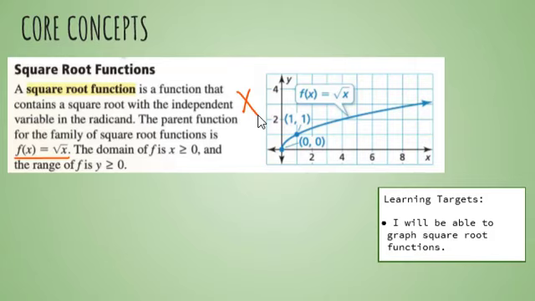Your domain is going to be x is greater than or equal to 0, and your range for the parent function is y is greater than or equal to 0. So you can see that you have kind of like this starting point right here. Square root functions don't have a vertex. They have kind of like this starting point. And then your graph kind of looks like half a sideways parabola.